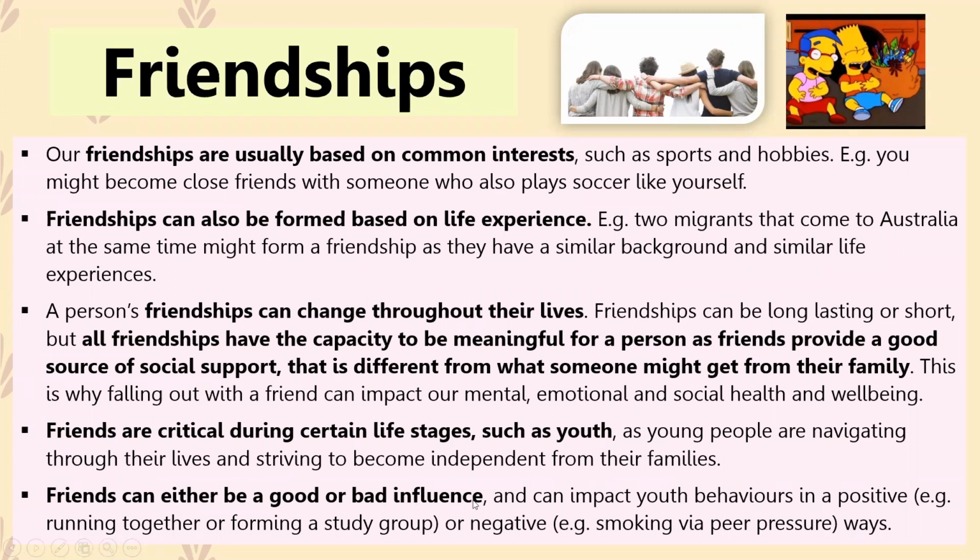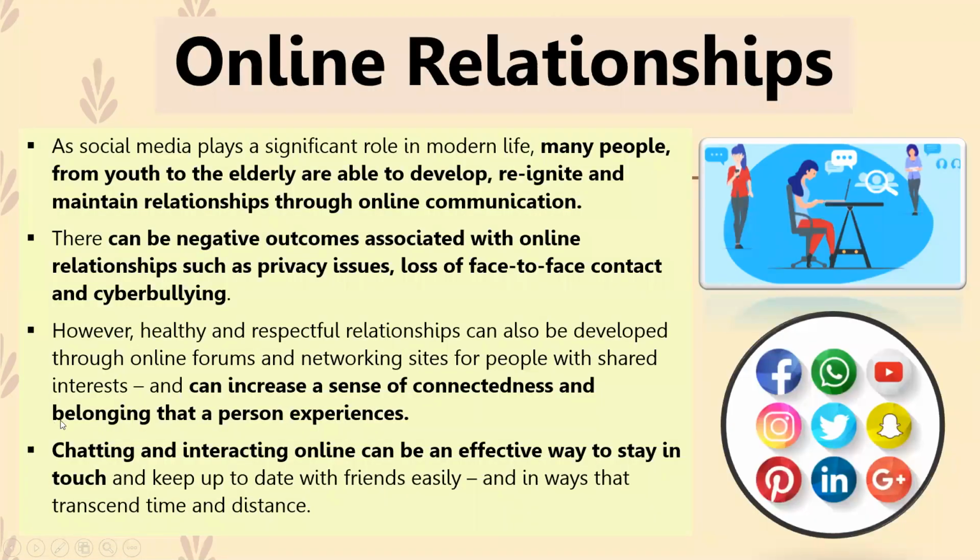Now, friends can be a good or bad influence, and we learned about this when we learned about peer group in chapter 3, talking about the fact that our friends or our peers can impact us to do good things in a positive way or to do bad things in a negative way. Okay, so we've already learned about kind of that last point there. So that's what friendships are about.